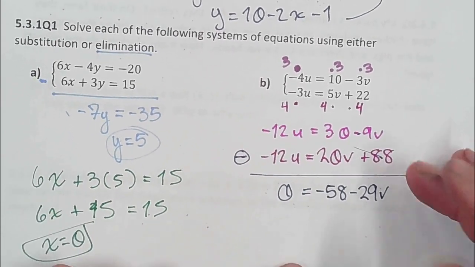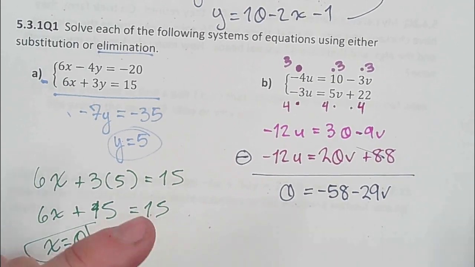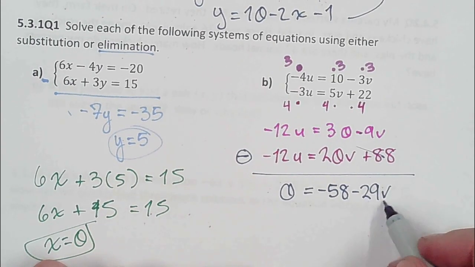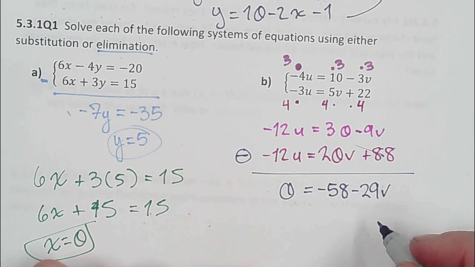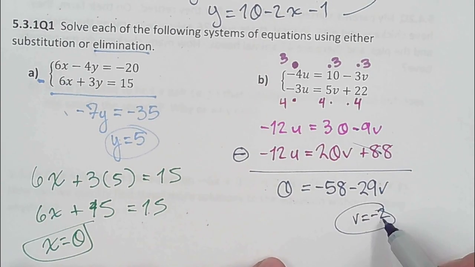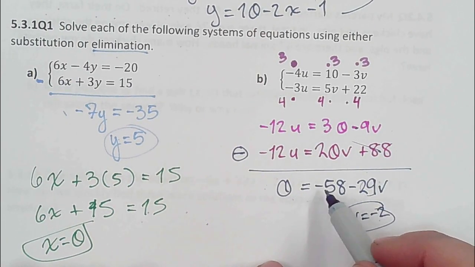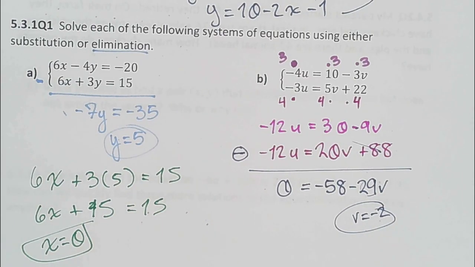So the question is, what number do I subtract from negative 58 to get 0? Well, the number I subtract is negative 58. So how do I make this equal negative 58? Well, when v is negative 2. Because negative 2 times negative 29 gets me positive 58. And positive 58 minus 58 would be 0. So we found the solution for v that works for both.